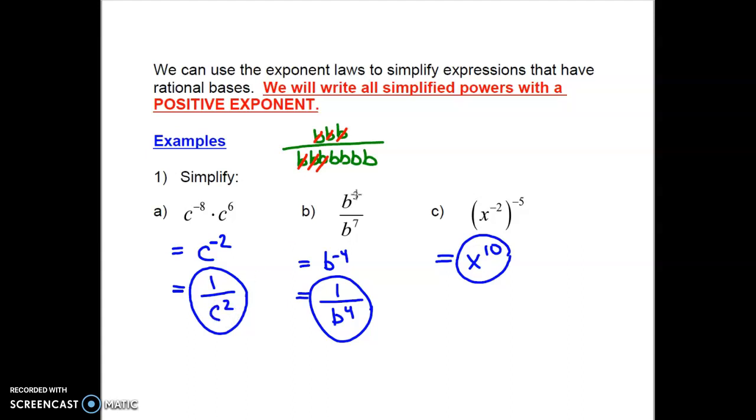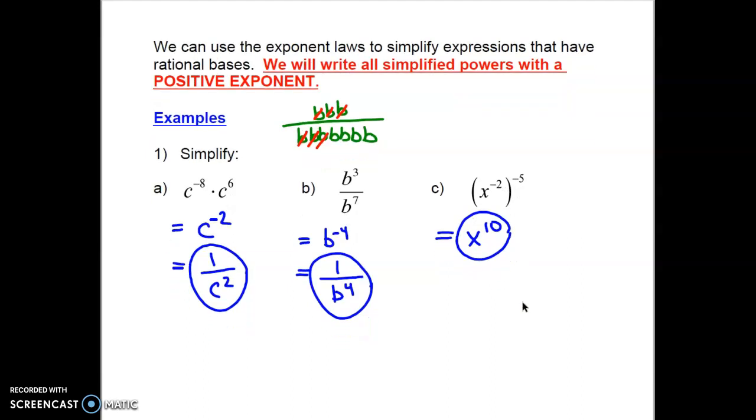Okay? B, we are dividing by the same base. When we're dividing the quotient, we subtract. So 3 subtract 7 equals negative 4. Now, to change the negative exponent, like you should remember, flip the base. So 1 over B to the power of 4. Okay? Here, we have a power of a power, so we multiply the exponents. Negative 2 times negative 5 is 10.